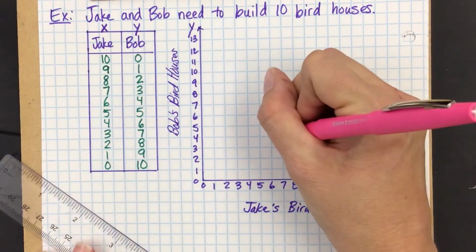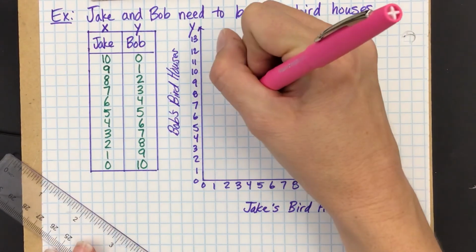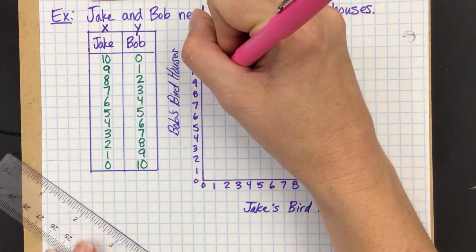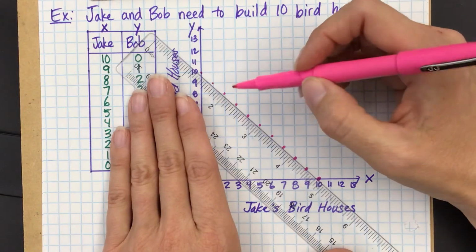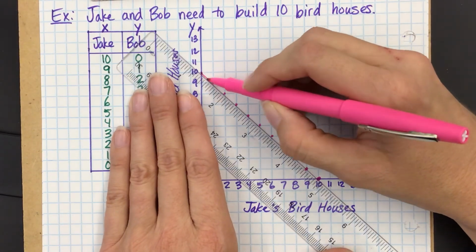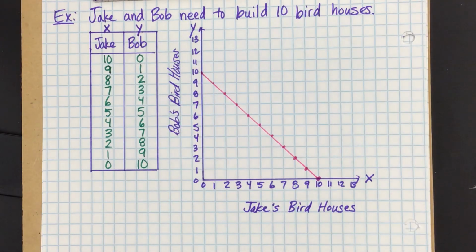After you put all of your points here, we can connect it to make a nice straight line. Does this represent a proportional relationship? Why? No, it doesn't start at the origin. It does not start at 0, 0.